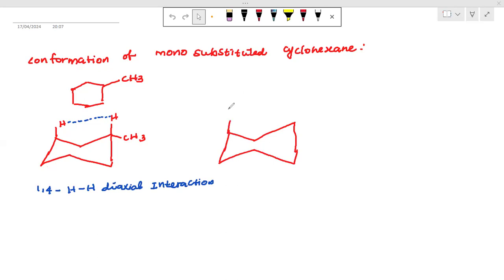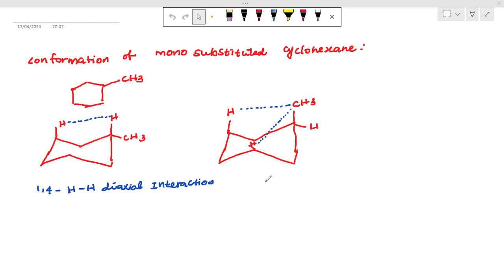So this is hydrogen, and here also hydrogen. Suppose my methyl group is in the axial position, and here also there is a hydrogen in the axial position. In this case, there is a carbon hydrogen diaxial interaction. One is a carbon hydrogen interaction, and here also another carbon hydrogen interaction. So these two are carbon hydrogen diaxial interactions.